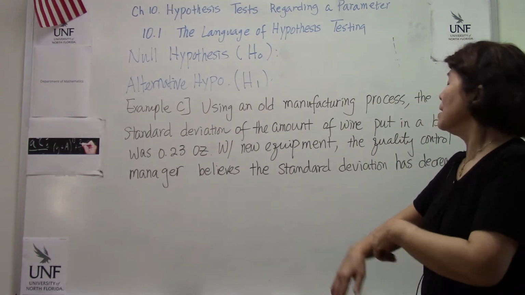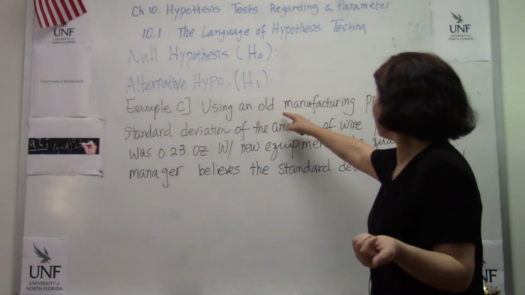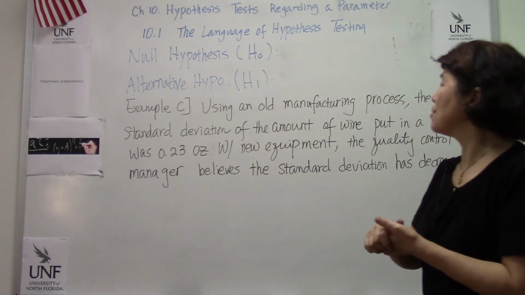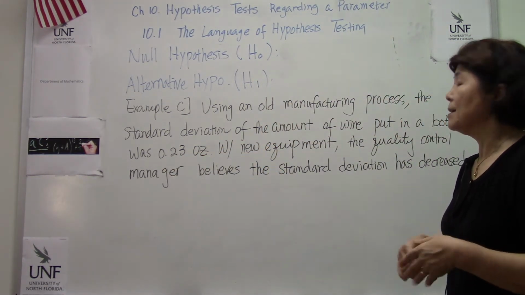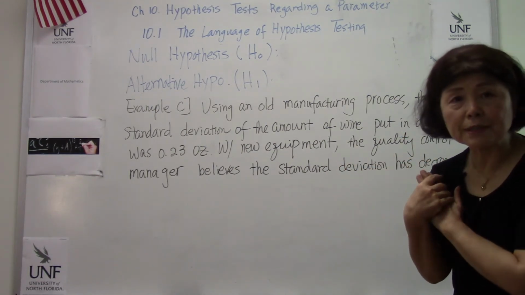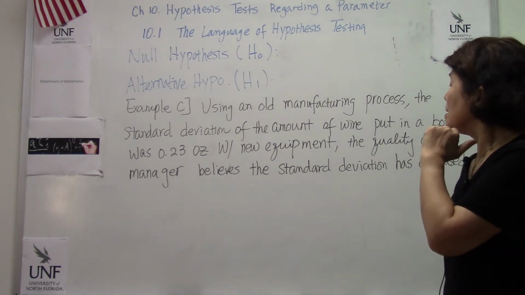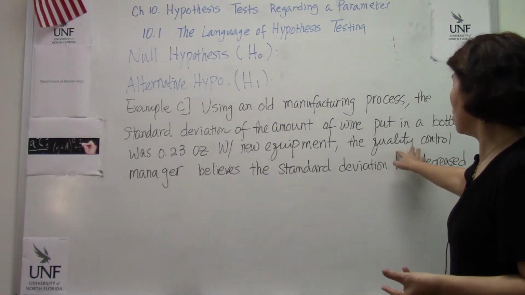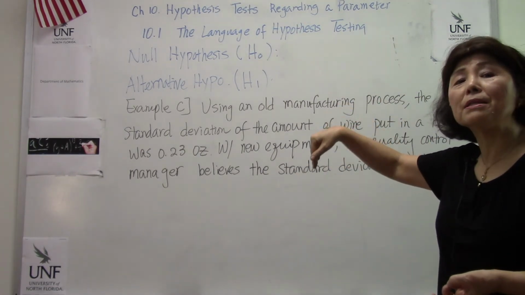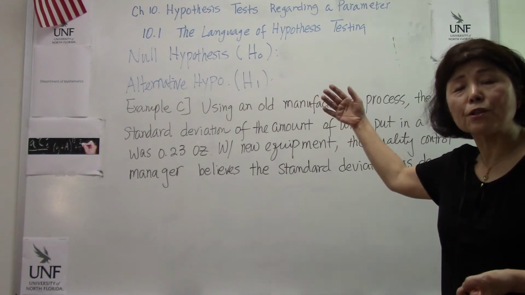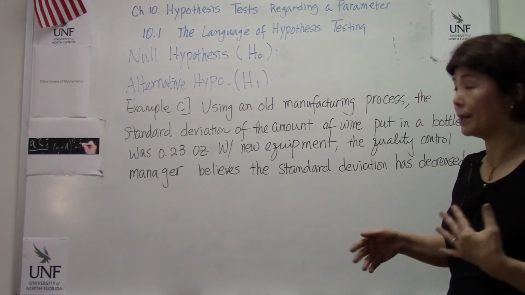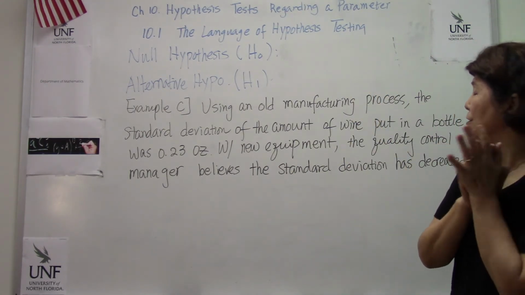So here it is. Obviously, the old manufacturing process provided a standard deviation of 0.23 ounces. Now the wine factory reinstalled new equipment. After this new equipment, the quality control manager believes that the standard deviation has decreased. That means the accuracy in terms of the volume of wine in each bottle has increased. That's what the quality control manager thinks.